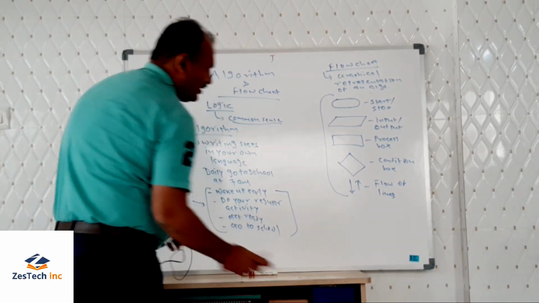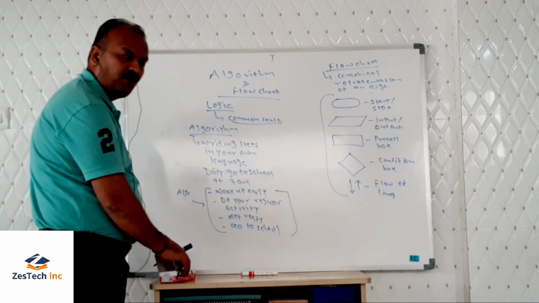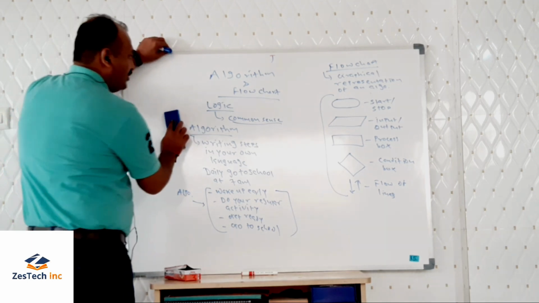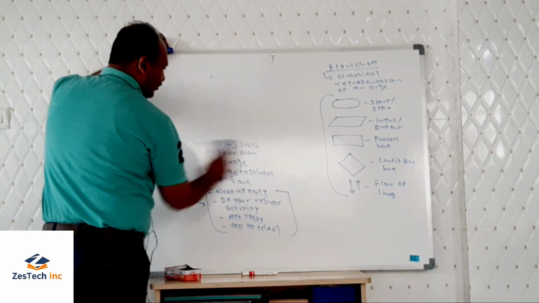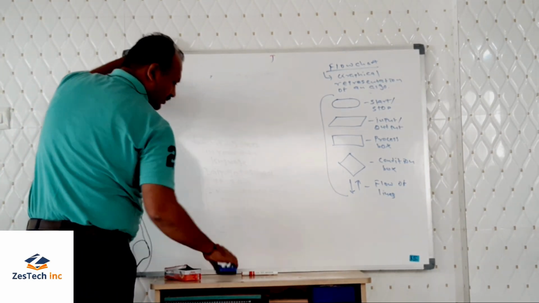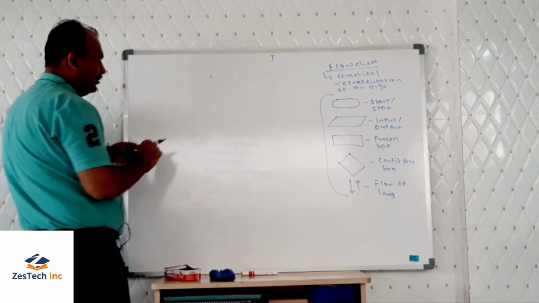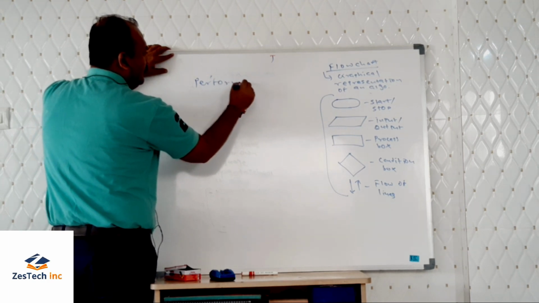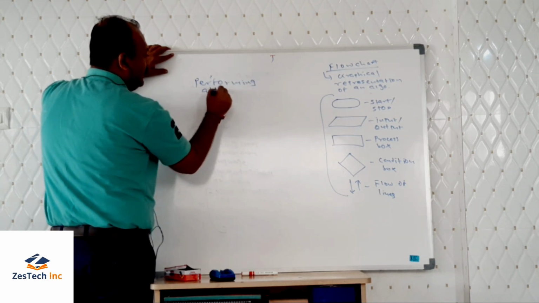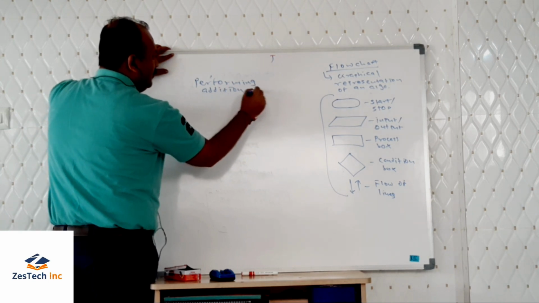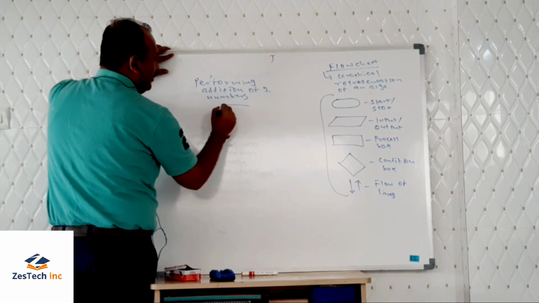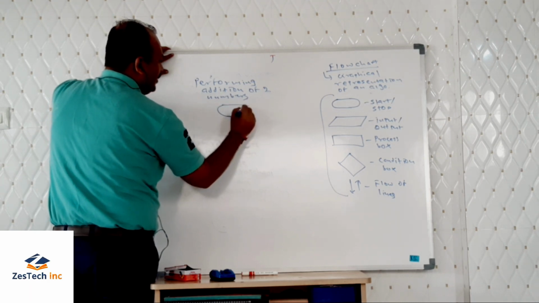So say for example, if I want to draw a flowchart that performs addition of two numbers, I am just drawing a flowchart. The flowchart for performing addition of two numbers is like this. First of all, a flowchart always starts with the symbol start.